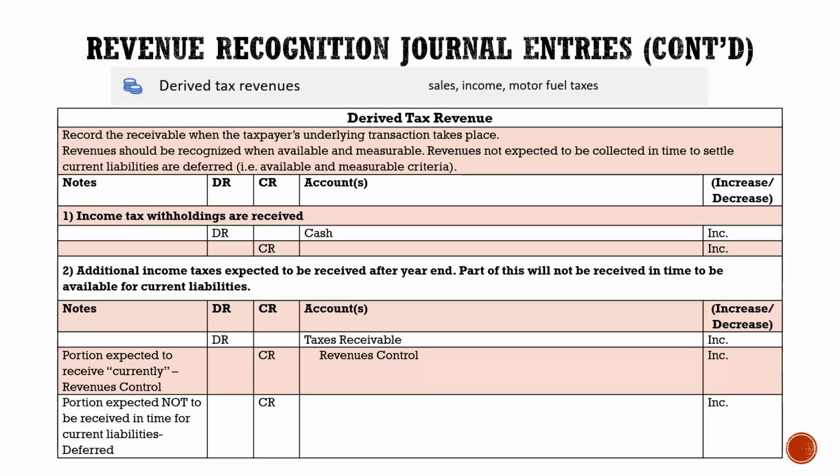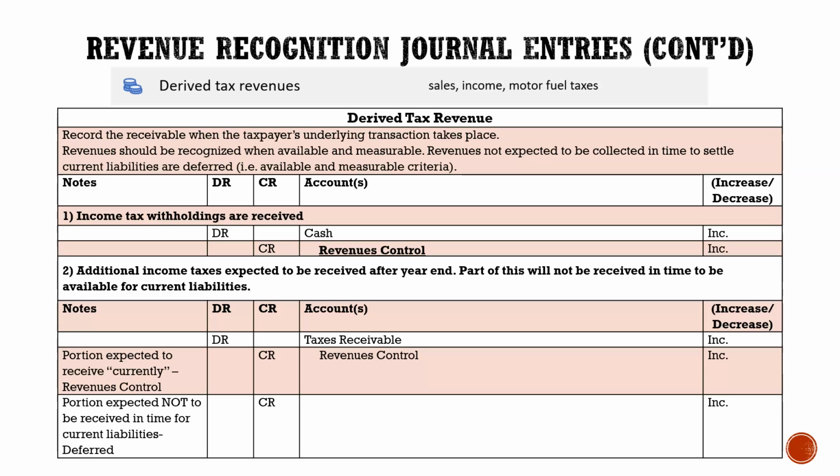So if we look at this first example, let's say income tax withholdings. We've received those withholdings from the income tax. You're going to debit cash, very easy. What are we getting? We're getting cash. We're going to increase cash with a debit. And then we're going to credit revenues control. This is one of the easiest journal entries you're going to see in this class. You should be very comfortable with this. This is just a cash journal entry. What did we get? We got cash. So we're going to recognize that revenue from withholding those taxes.